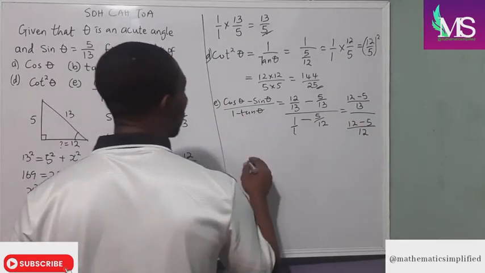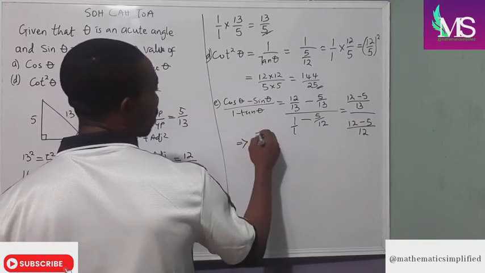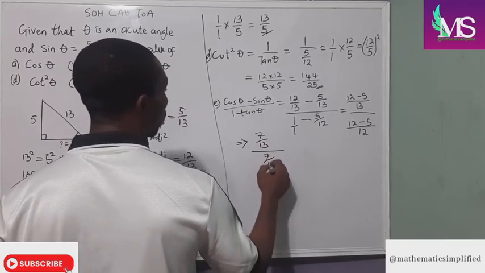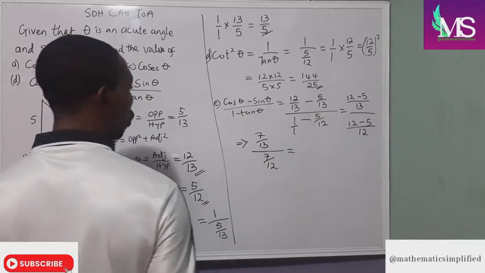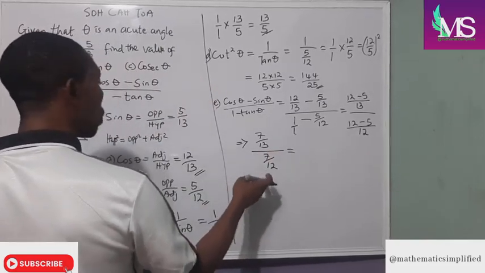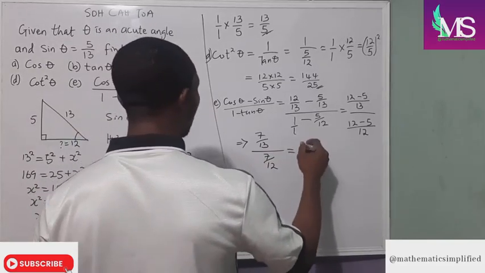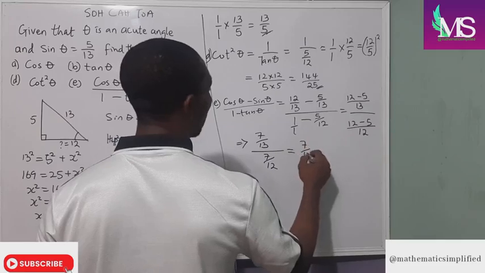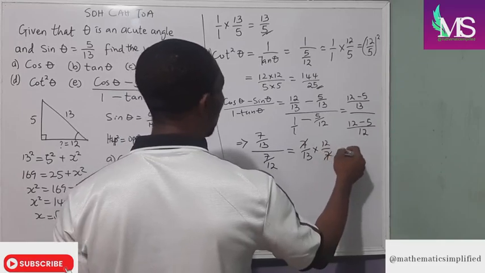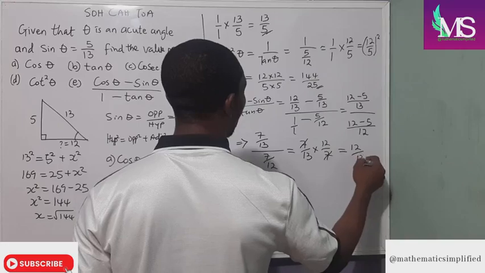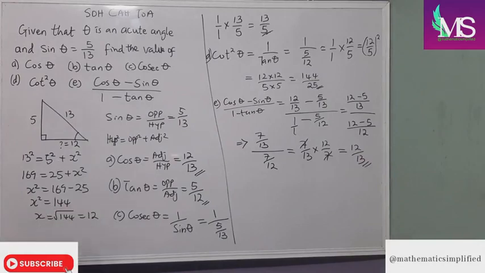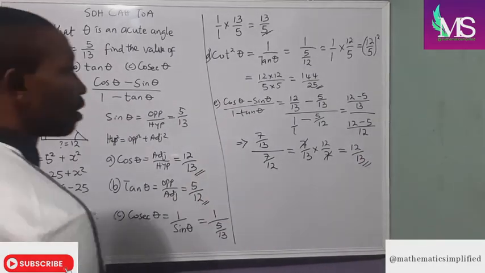Now 12 minus 5 will give us 7 over 13 for the numerator and 7 over 12 for the denominator. So if we turn this division to multiplication by doing the reciprocal of our denominator, this becomes 7 over 13 times 12 over 7. 7 cancels 7, leaving us with 12 over 13 as our answer. So our answer for this will become 12 over 13.